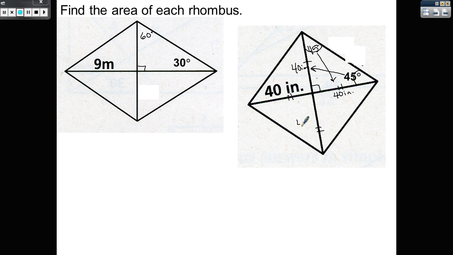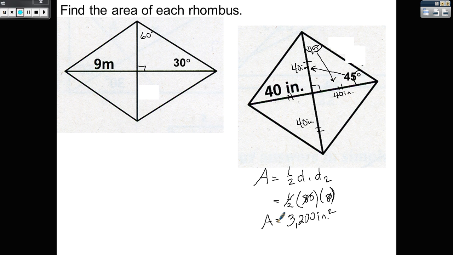All right, so as you worked on this one, hopefully this one was pretty easy in that if we plug in the diagonal lengths, since they're both the same, 80 and 80, okay? If I take half of 80, that's 40, and 40 times 80 is going to be 3,200. 40 times 80. Yep, very good. 3,200, and that'll be square inches there for that rhombus. Okay.